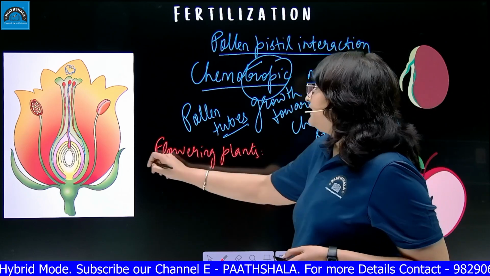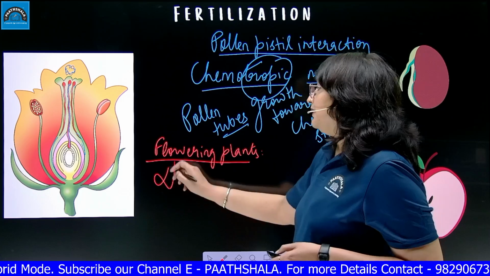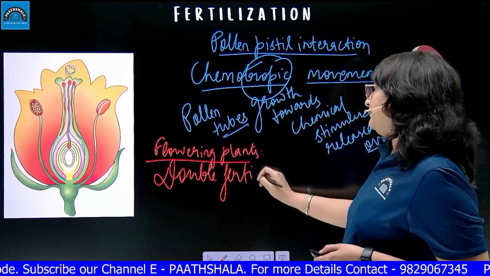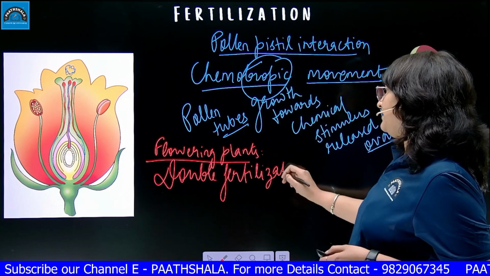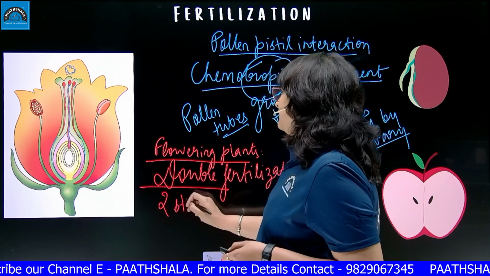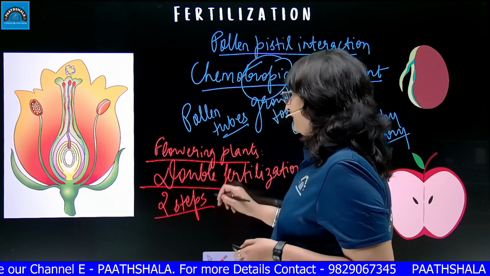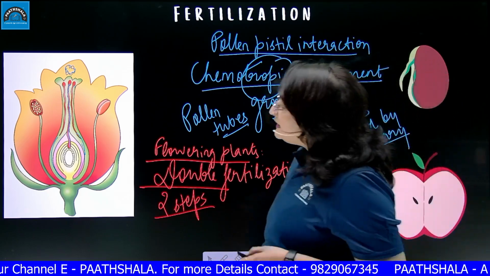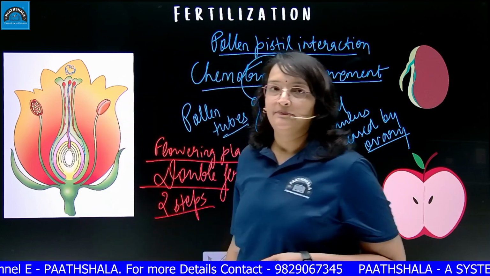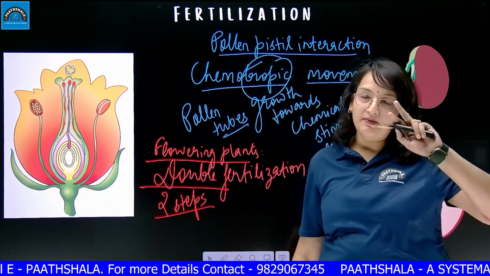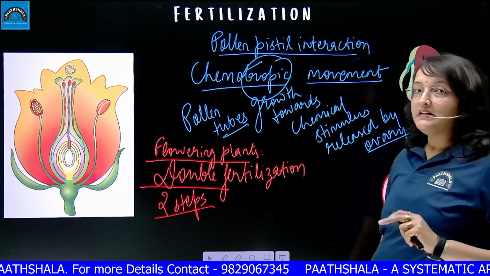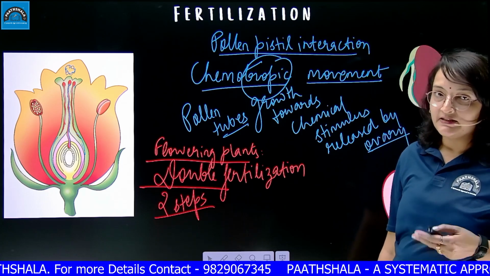So when we talk about fertilization in flowering plants, we say it is double fertilization. Why double? Because it completes in two steps. Each pollen tube consists of two male gametes. In each pollen tube, there are two male gametes which come to the ovary. These two male gametes will fuse with two different cells.